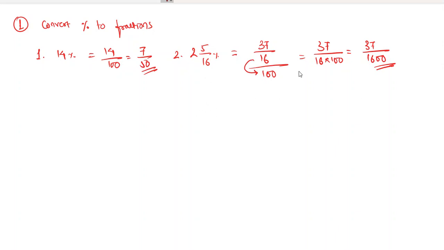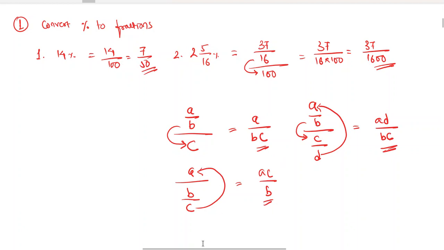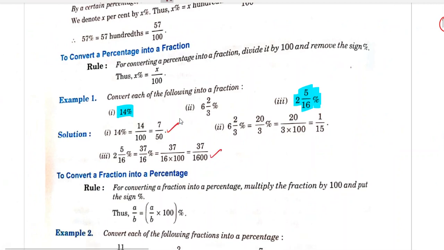Anytime you get these complex fractions, always remember a by b, the whole upon c, will give you a by bc. B will get multiplied here. Suppose you have a by b by c, where b by c is in the denominator. Then c will go up and you will get ac by b. Suppose you have a by b upon c by d. Then this b will multiply with c and the d will go all the way to the top in the numerator. So ad by bc. Please remember these techniques which I'm showing you. You might want to take a note of these. So 7 by 50 and 37 by 1600, absolutely correct.